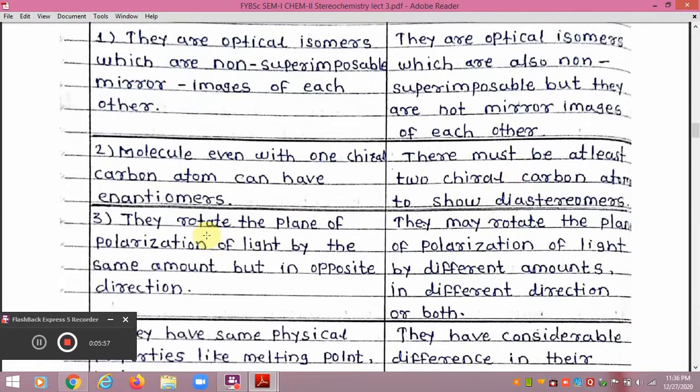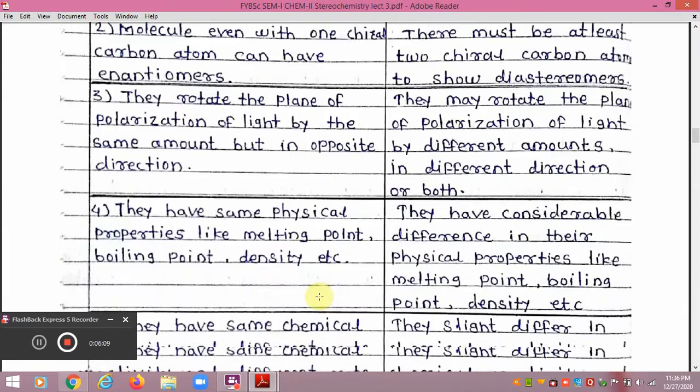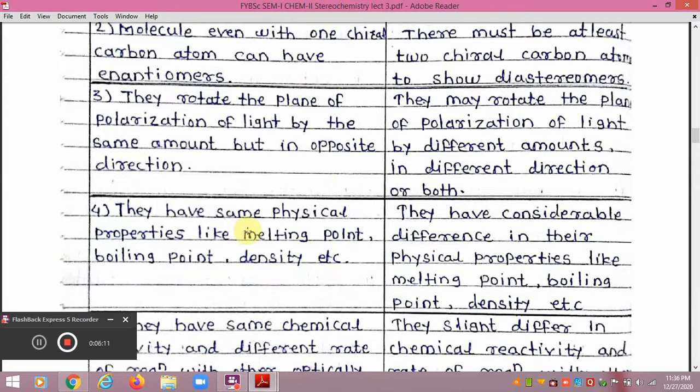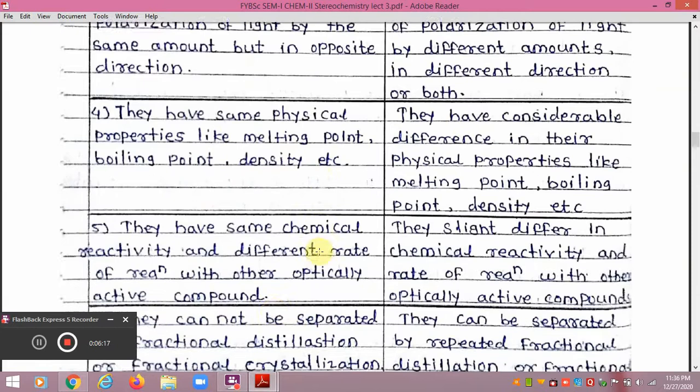They rotate the plane of plane polarized light by the same amount but in opposite directions, whereas diastereomers may rotate the plane of plane polarized light by different amounts in different directions. Enantiomers have the same physical properties like melting point, boiling point, etc., but diastereomers have different physical properties.